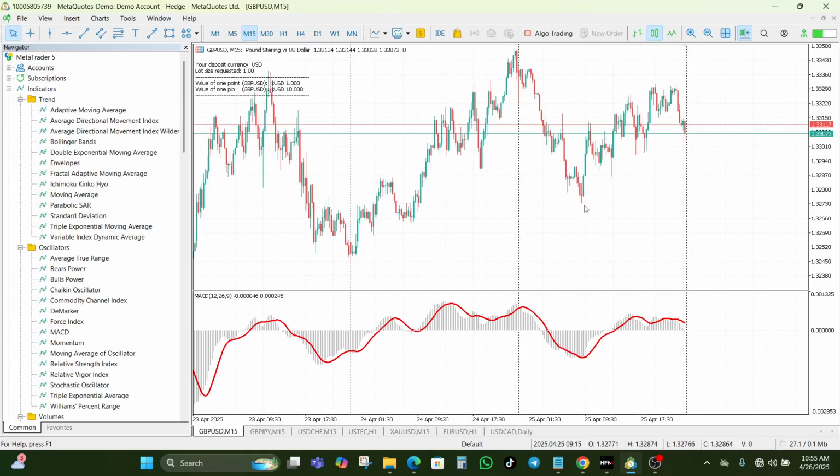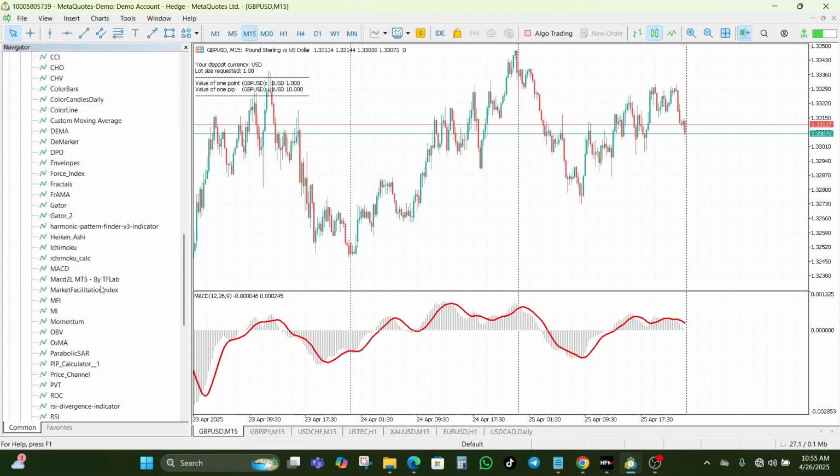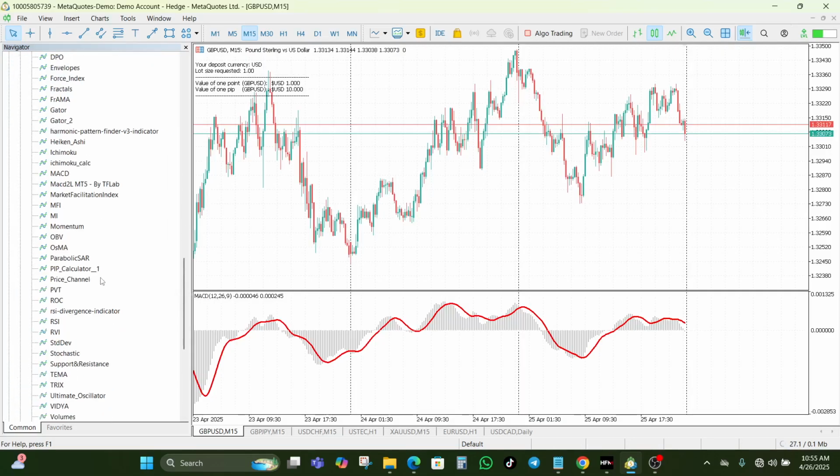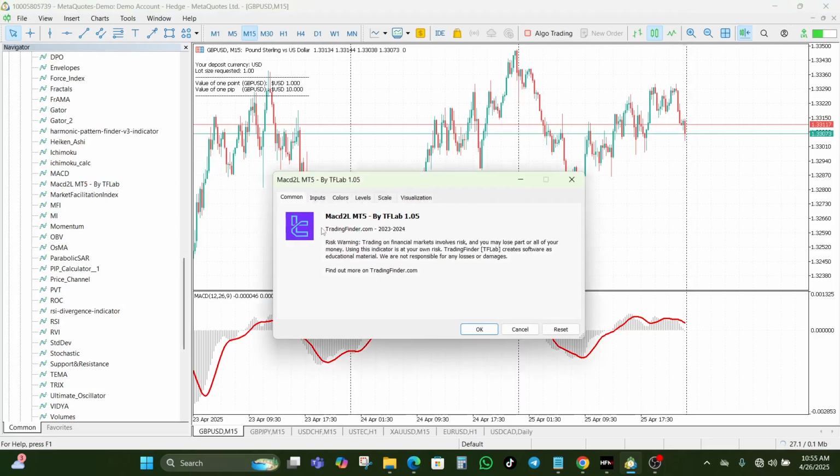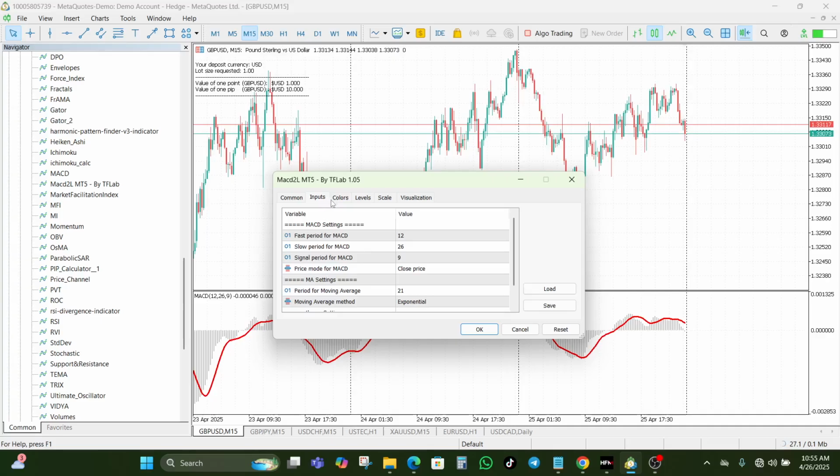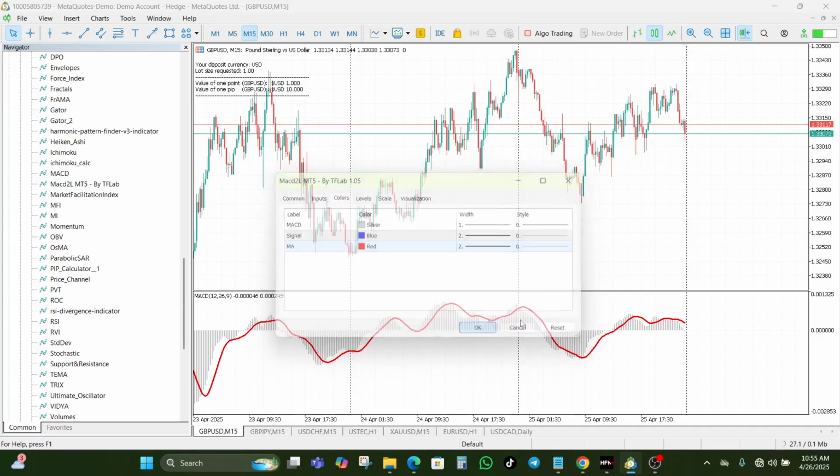So basically, this upgraded MACD tool features two exponential moving averages plotted directly in the indicator window. Let's just add the indicator to the chart right now. I've already downloaded the indicator, so I have it here on my chart. That's the MACD2 line indicator.